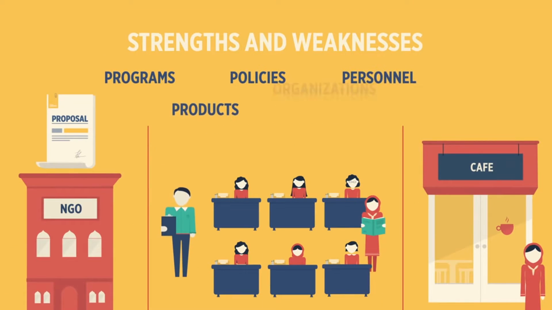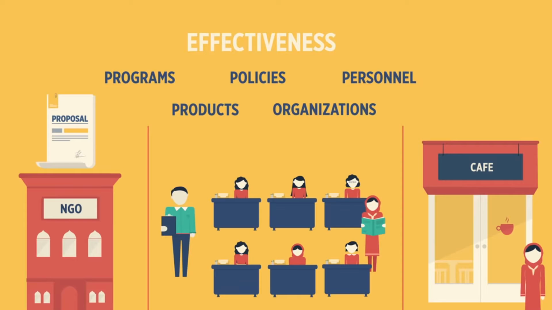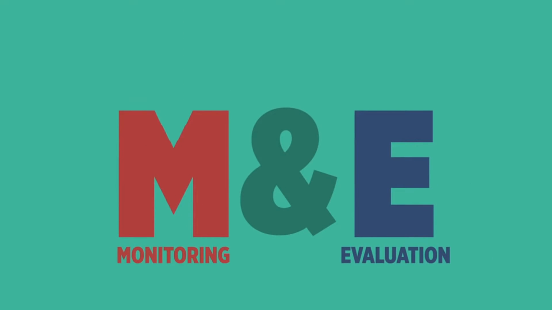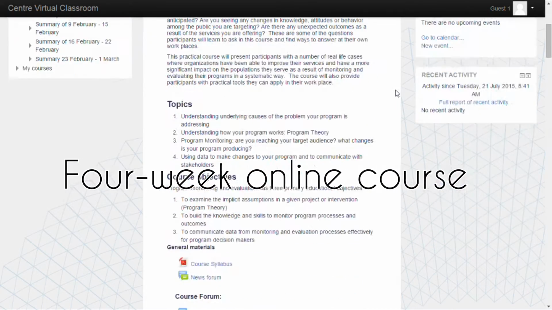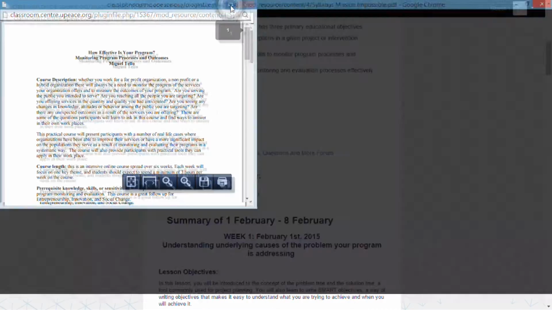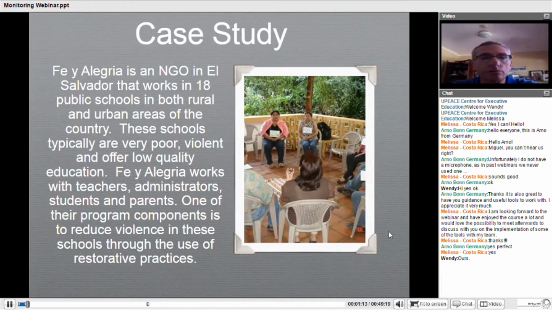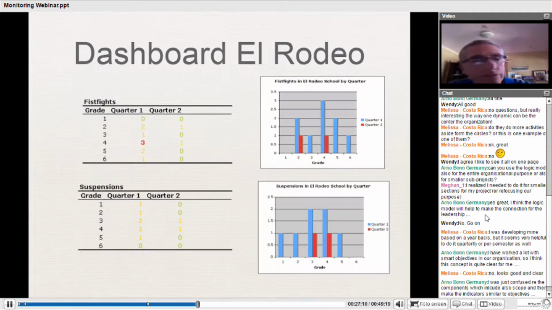Understand your organization and its intended outcomes. Get the tools you need to make timely decisions and design a tailored monitoring program. Our four-week online course can be immediately applied to your professional context. It is designed with a flexible schedule to accommodate working professionals and includes personalized feedback from your instructor.